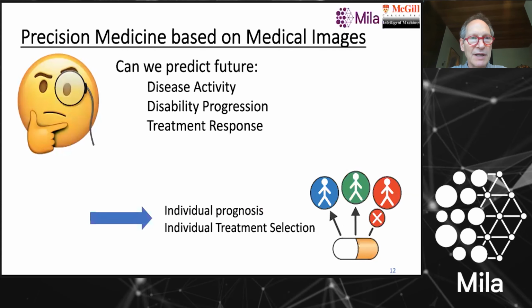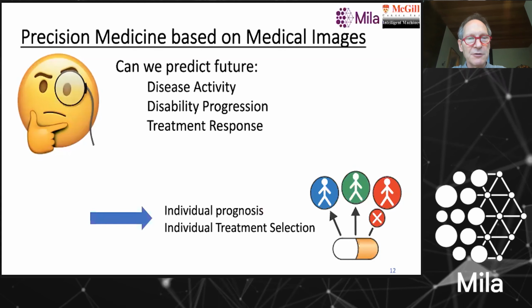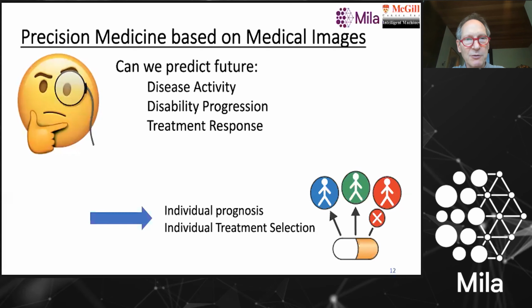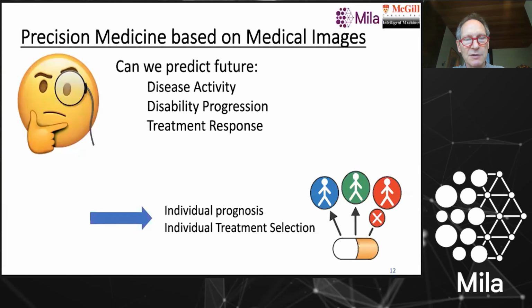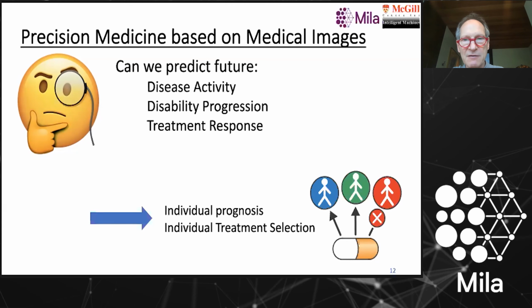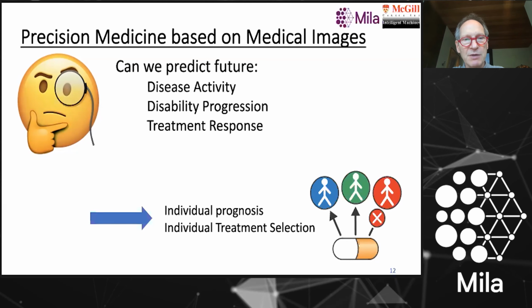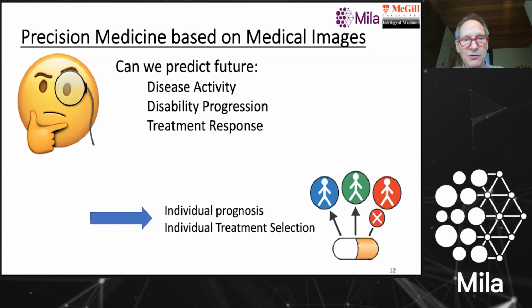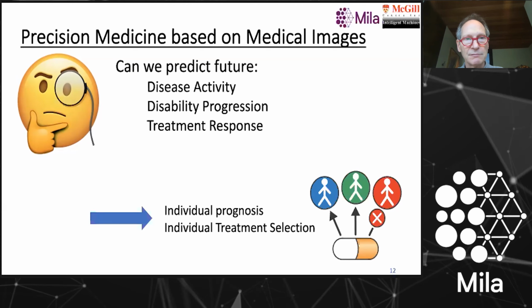Another thing that we would like to do relates to precision medicine, which has been discussed previously. We'd like to be able to predict what's going to happen in individuals with MS. Will they have relapses or MRI disease activity? Will they suffer from disability progression? And will they respond to a particular treatment or not?